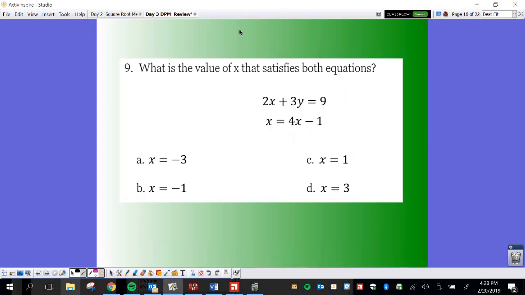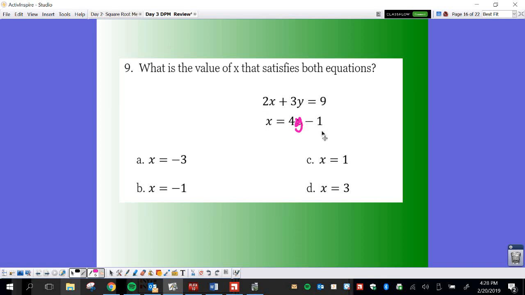Next question, number 9. What is the value of x that satisfies both equations? Ooh, this looks like it was a typo, because it wouldn't say x equals 4x. Maybe it's x equals 4 times y minus 1.